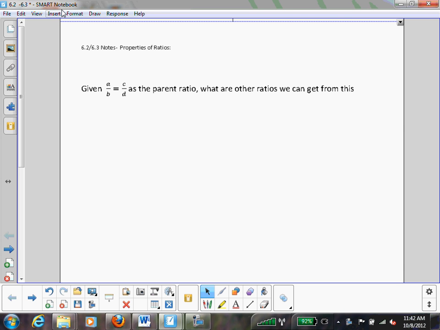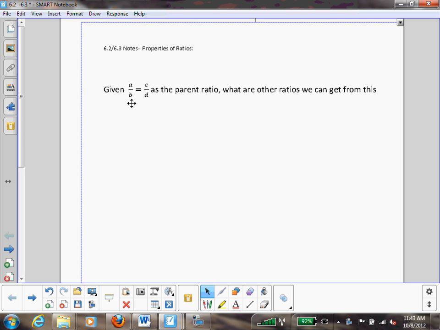Ready? Properties of ratios. The nice thing about a ratio is that there's sometimes not a wrong way. There's multiple ways of writing a comparison.